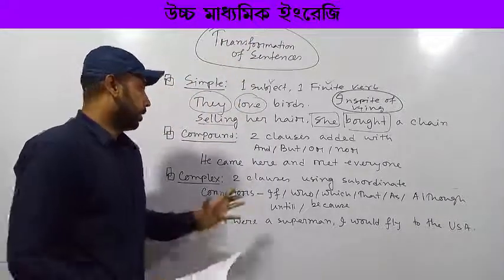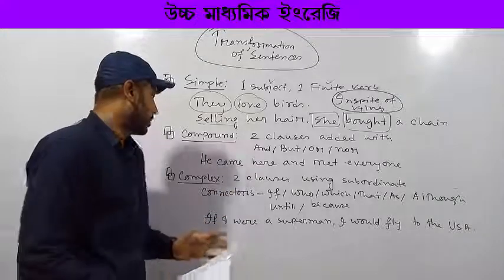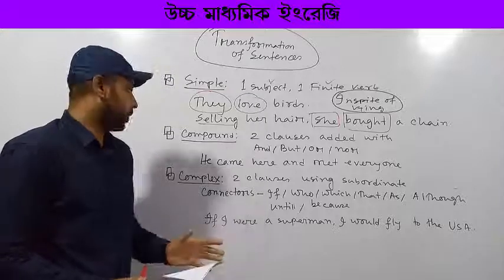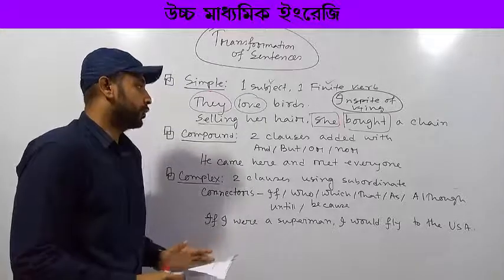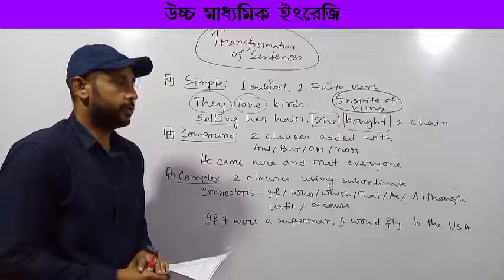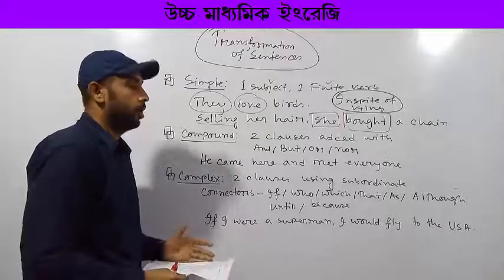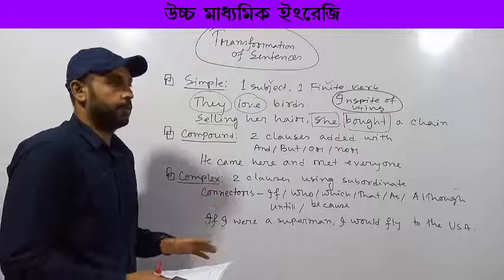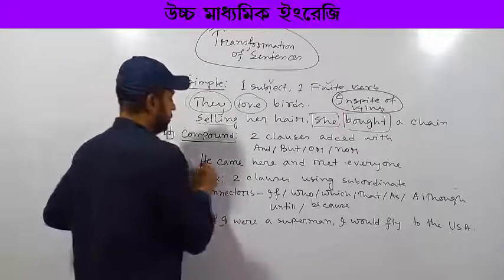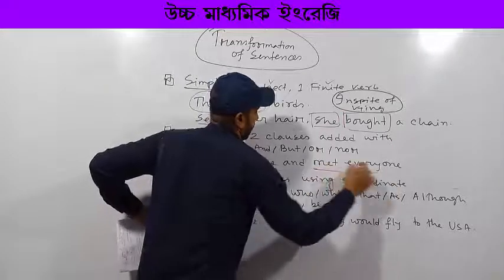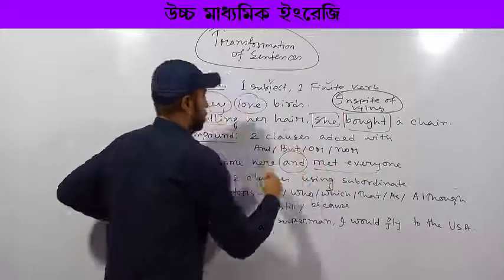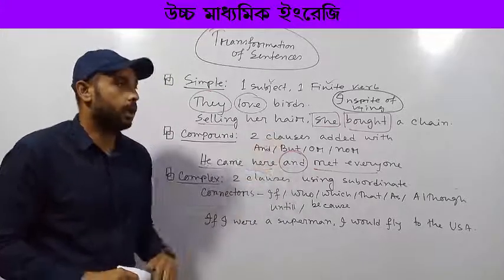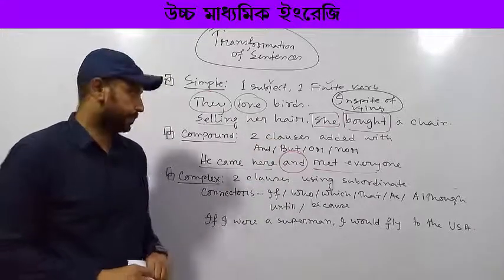Next we are going to the features of compound sentences. There should be two clauses in a compound sentence, and they should be joined with some conjunction. For example, and, but, or, nor. For example, he came here and met everyone. Here we have got two clauses, and there should be a conjunction. Here we have got and. This is why this is called a compound sentence.